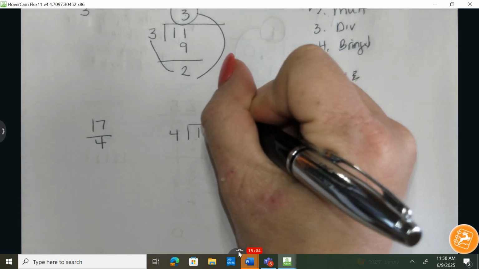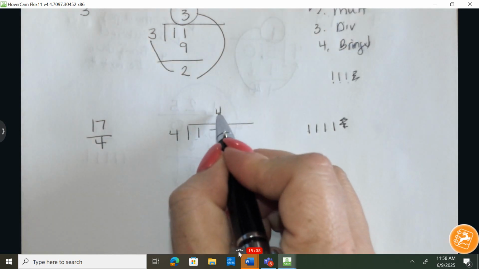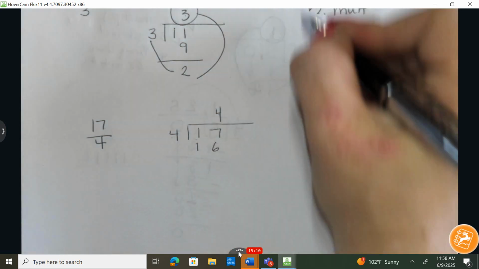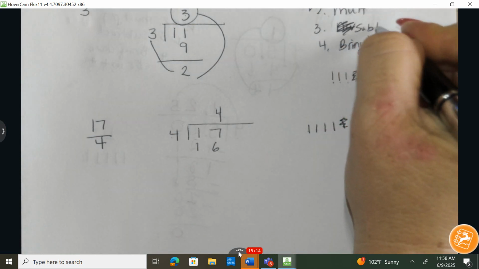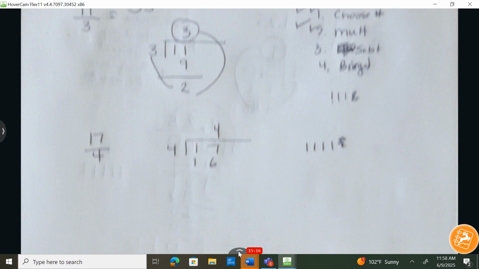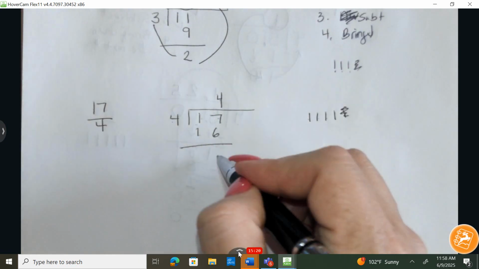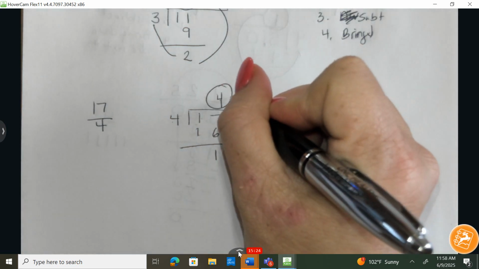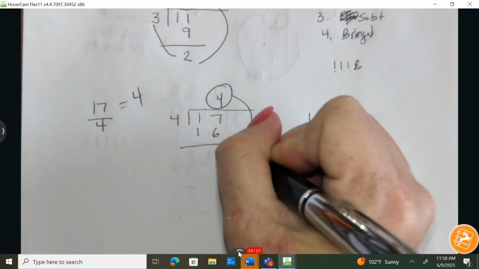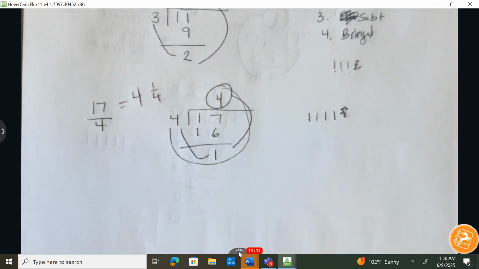I line it up with the last digit in the value 17. I'm going to multiply. 4 times 4 is 16. Now I was supposed to write subtract here. I never caught that I wrote down divide. My fault. And now I'm going to subtract. 17 minus 16 is 1. And now here's our mixed number, 4 and 1/4. Always going around clockwise.